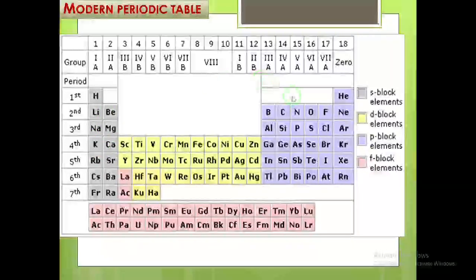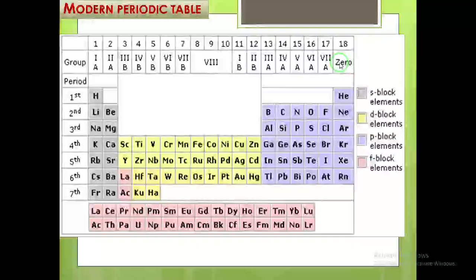Now, the next is the p block, which is color blue. That is from group 3 to group 0. Group 3, group 4, group 5, group 6, group 7, and group 0. Now, in some textbooks, the group 0 might be replaced with group 8. So don't be confused. Group 0.